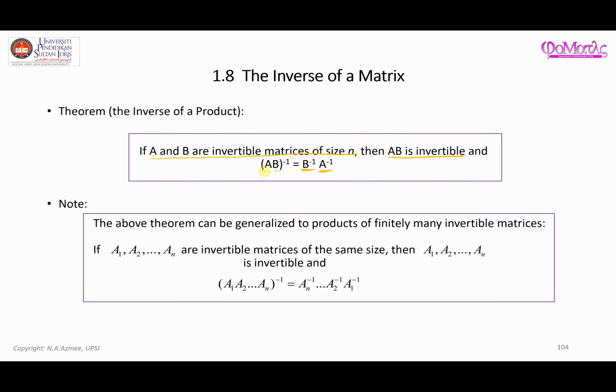So again, just be careful when you want to consider taking out the bracket, then the position of matrix A and B will be switched. Here we will have B, here is the inverse of B, and here is the inverse of A. And of course, this theorem can be generalized if you have many different invertible matrices. For example, here we have n different matrices. So here is the first matrix, the second one, and the nth one.